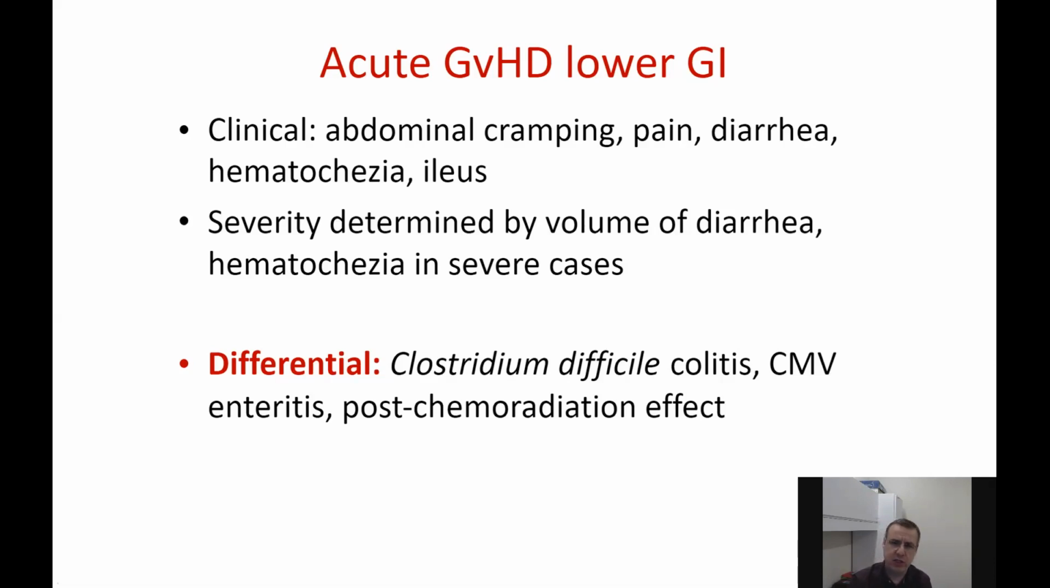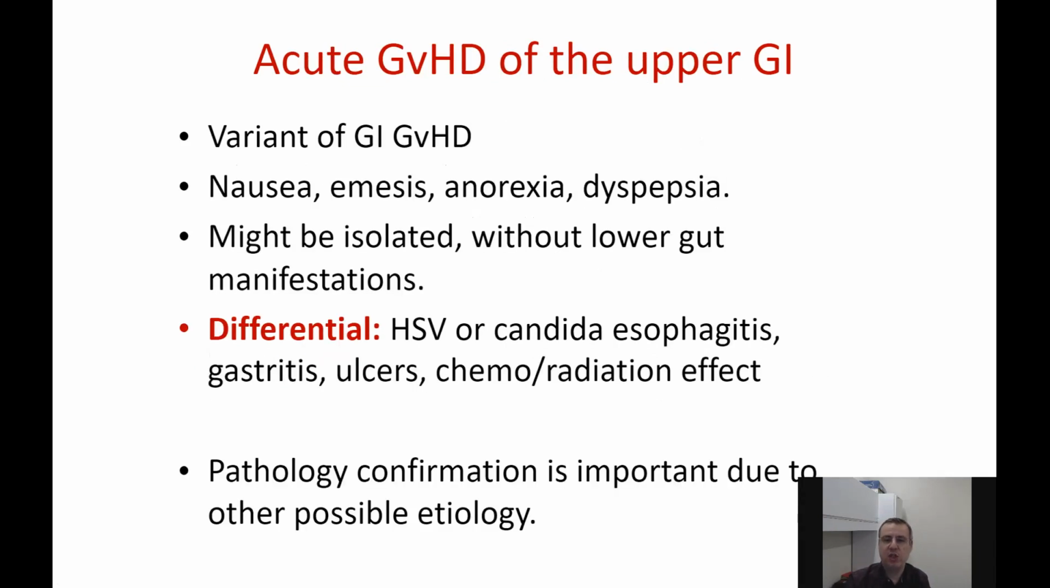However, there are numerous other diseases that need to be included in the differential, such as C. diff colitis, CMV enteritis, or even post-chemoradiation effect that usually occurs in the first 2 weeks after transplant. Acute GVHD can also manifest in the upper GI. It's a variant of GI GVHD, manifesting as nausea, vomiting, anorexia, and dyspepsia. And the differential here can also include viral infections such as HSV or Candida esophagitis, gastritis, and chemoradiation effect. And the best way to determine the etiology is, of course, pathologically by biopsy.